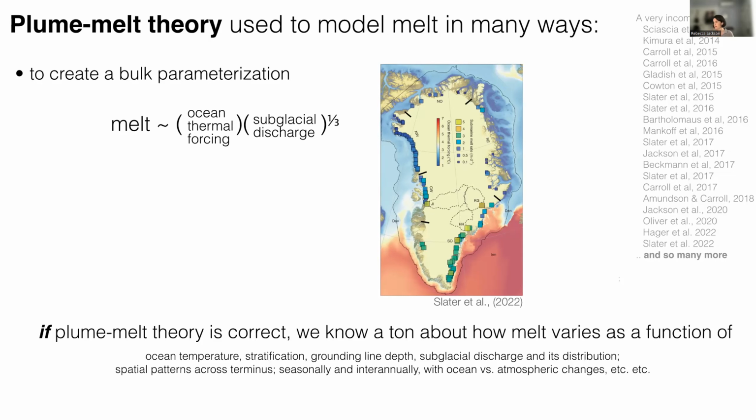Okay, so with all these studies, if this plume melt theory is correct, we've now learned a ton about how melt varies with all sorts of things like ocean temperature, grounding line depth, spatial patterns, seasonality, interannual variability, and a long list of other things. But a lot of these results do hinge on the validity of this plume melt theory. And so I want to spend the next 10 minutes going through where we have evidence to support this and where we have some challenges for understanding melt.